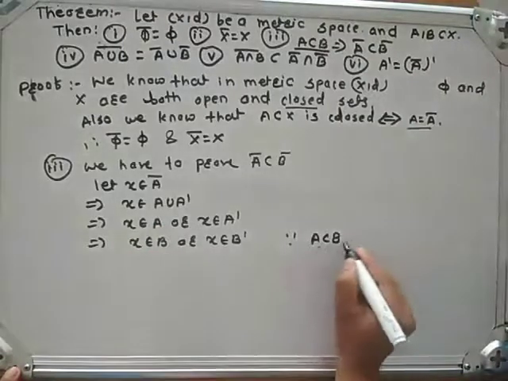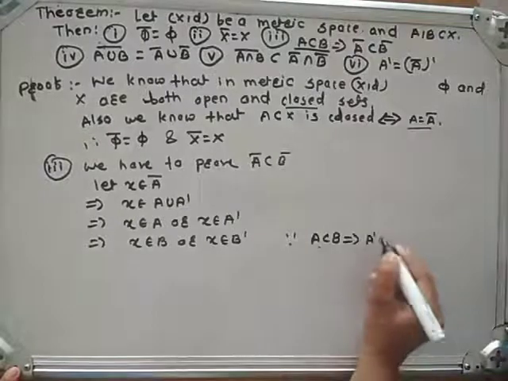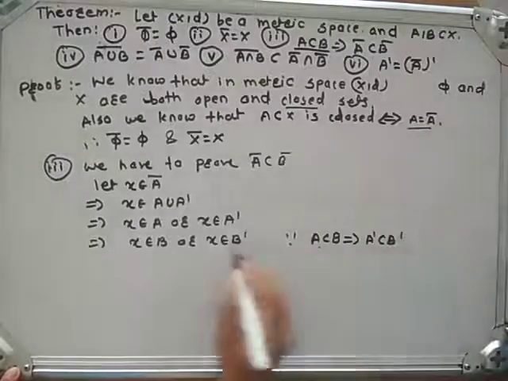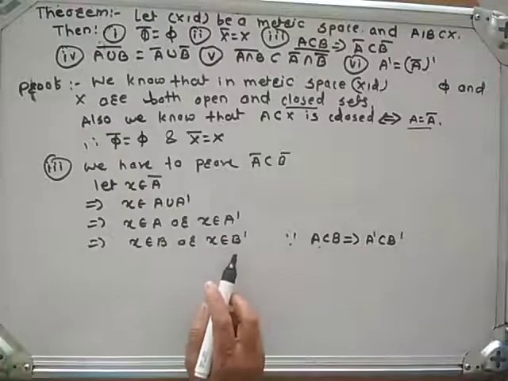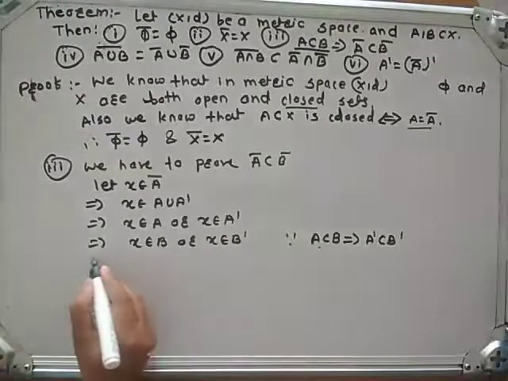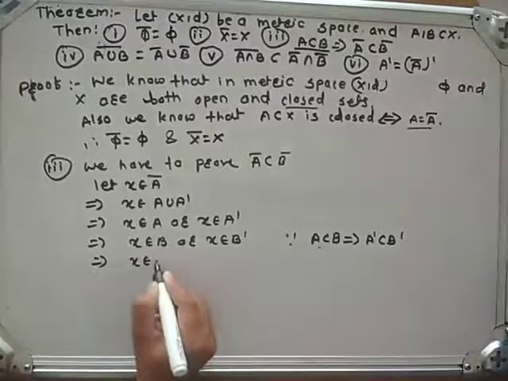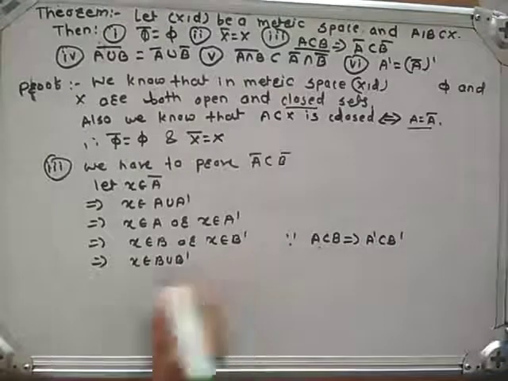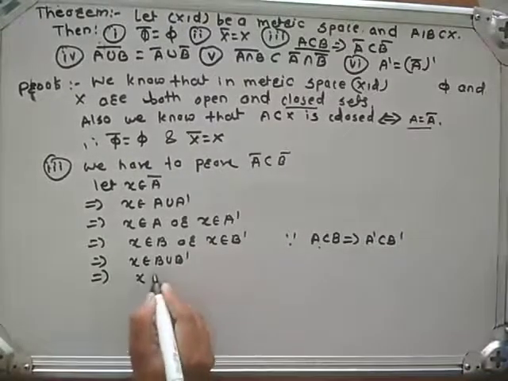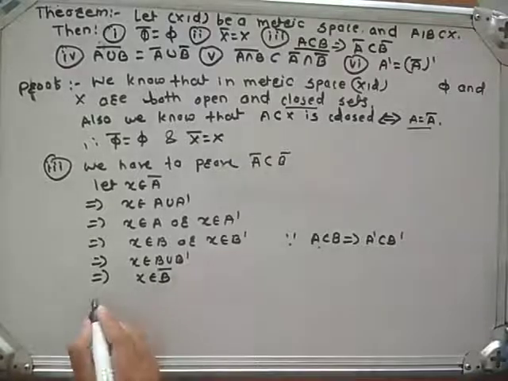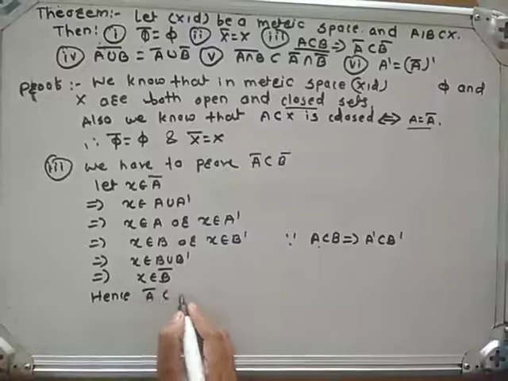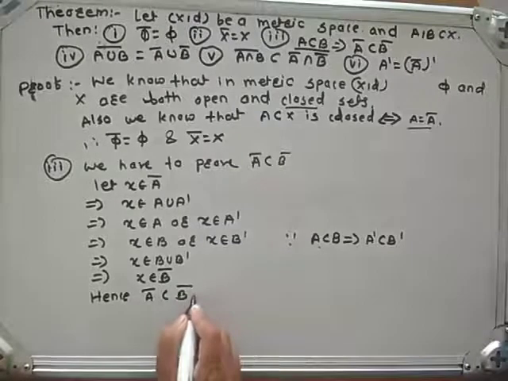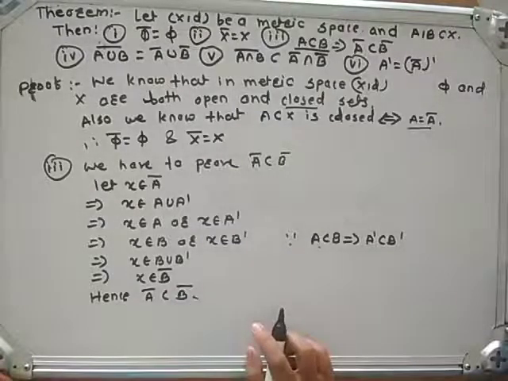And A is a subset of B implies A dash is a subset of B dash. That's why if x belongs to A dash, that implies x belongs to B dash. That implies x belongs to B union B dash, and that implies x belongs to B closure. Hence, we have A closure is a subset of B closure. Hence, proof of part 3 is complete.